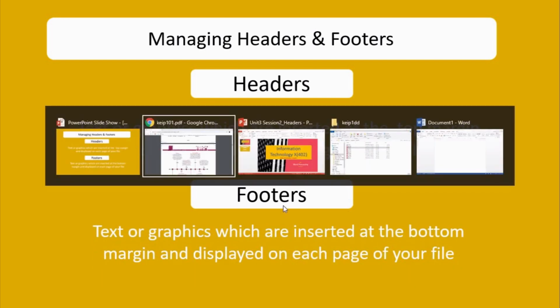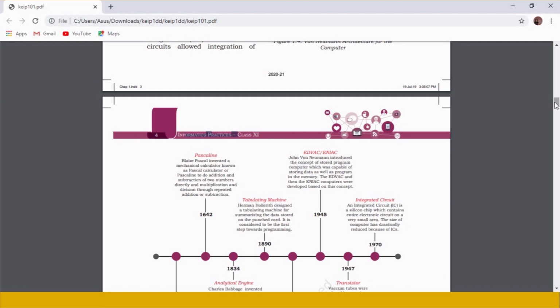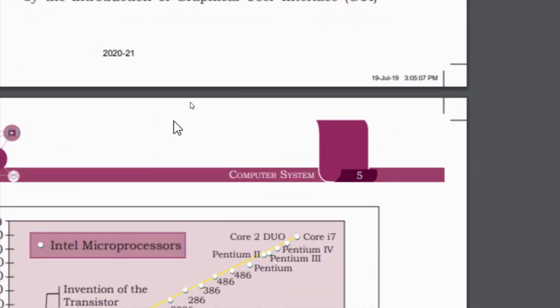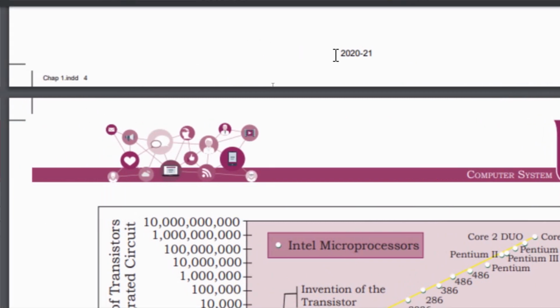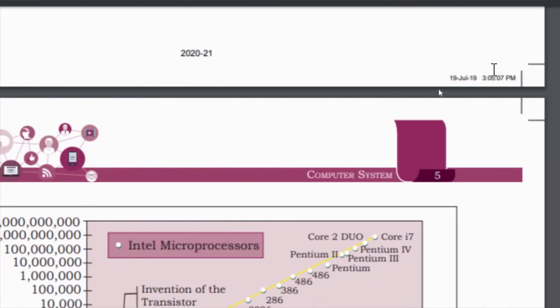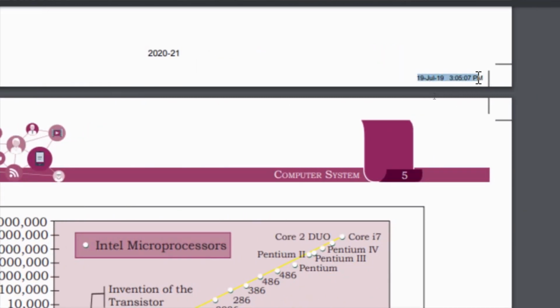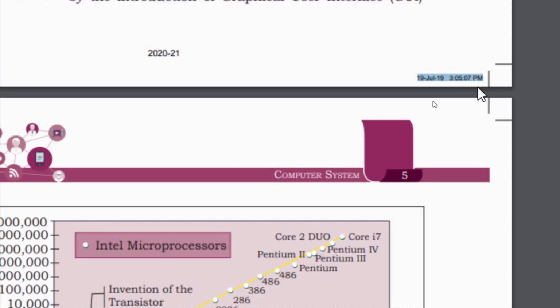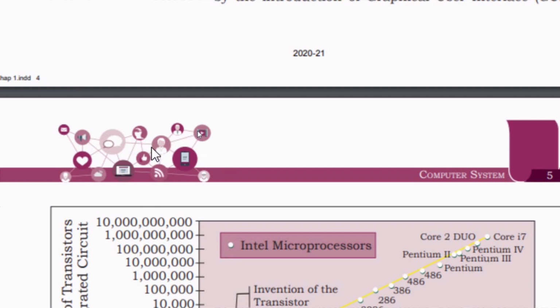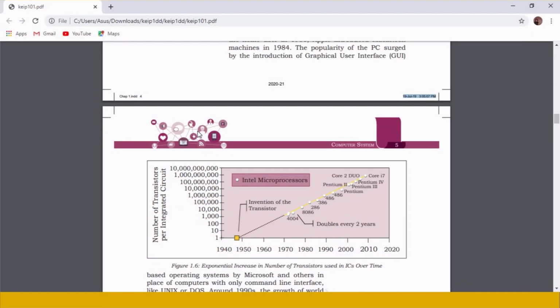So in the same file we can see the footers also. I'm again scrolling down my file and here is the footer area. Here the year 2020 is printed, then chapter 1 and an index, and then the date and the time at which this file was created. So if your contents are displayed at the bottom margin, they are known as footer, and if the same contents are displayed on the top margin of the page, they are considered as headers in Word.